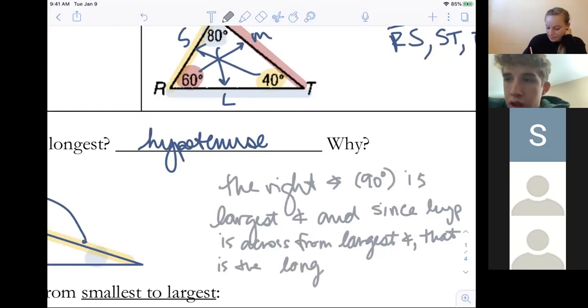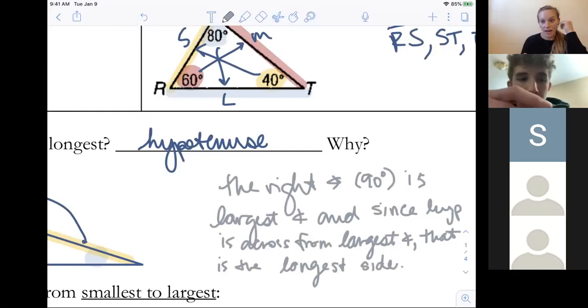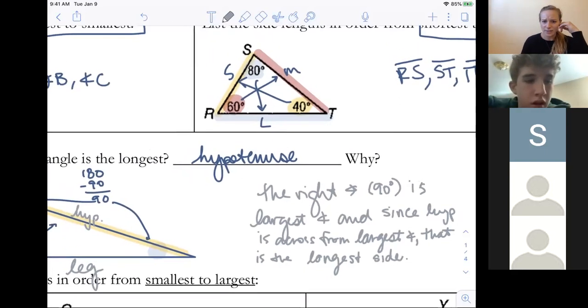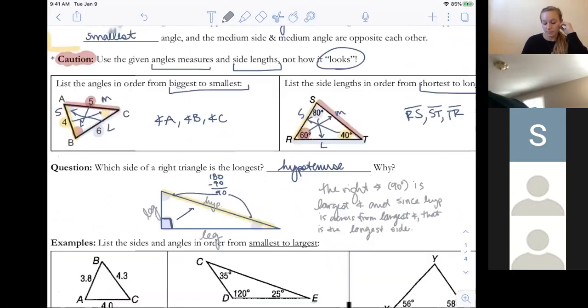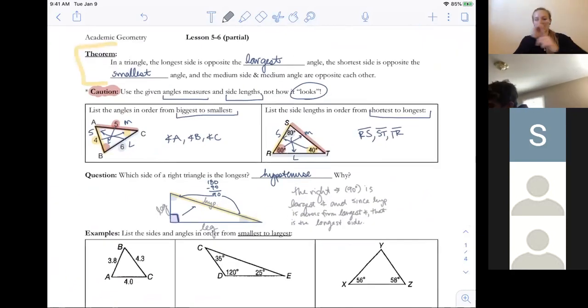You can write this in as many or as few words as you want. I'm just trying to explain to you in case you go back to this later and you're looking at it and you're like, why is it the hypotenuse again? It's because the right angle is the largest angle. And so the hypotenuse, which is across from the largest angle, is the longest side. So it's kind of like a big roundabout answer. All right, questions so far?